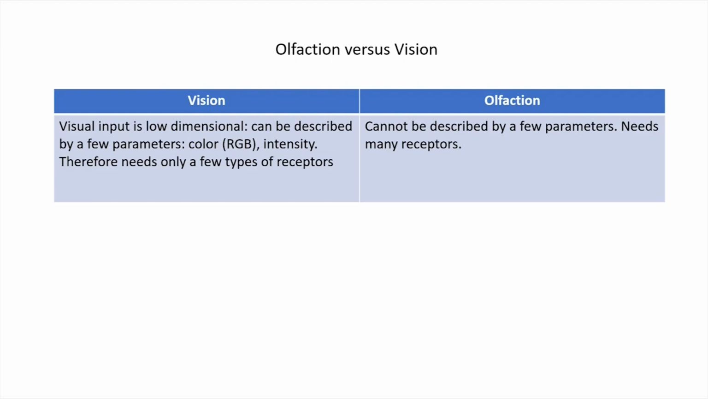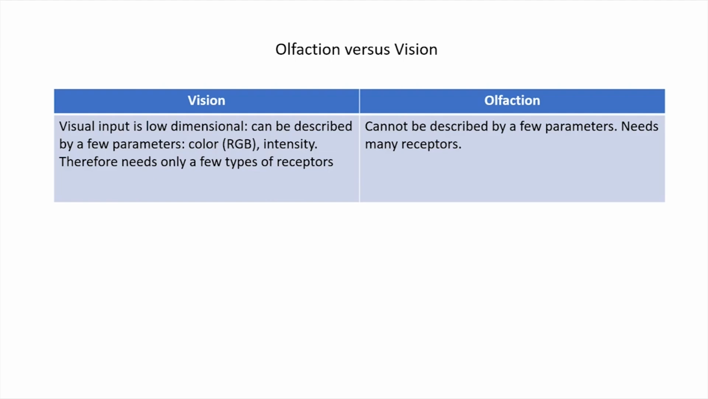But in the case of olfaction, the inputs are the different chemical molecules, and the shapes of these molecules can vary in many different ways. So it is not possible to define 3 or 4 or a few parameters on which all the shapes can be described. And the result of that is that we need to have many different types of receptors to be able to detect the different chemical molecules. So we have hundreds of receptors for the sense of smell, as opposed to only 3 types of receptors for the sense of vision.